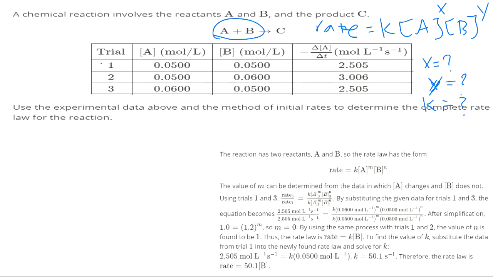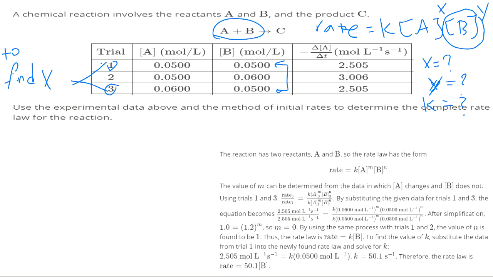So in order to find the value for X, which 2 are you going to use? You have to use a set of 2 where the concentration for B is constant. Since B is constant for 1 and 3, we are using trial 1 and trial 3 to find X. Why are we using 1 and 3? Because the concentration for A is changing, but the concentration for B is constant.